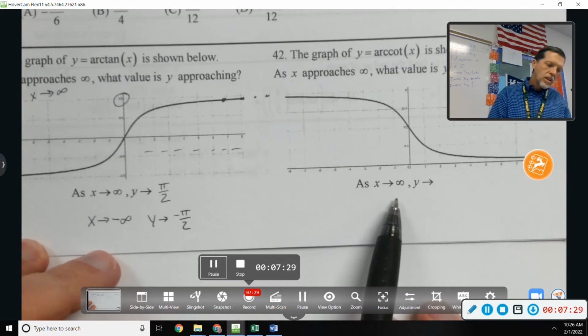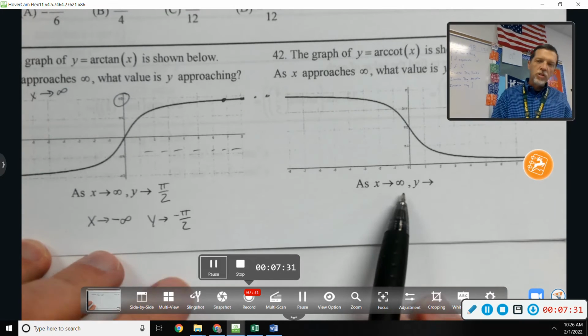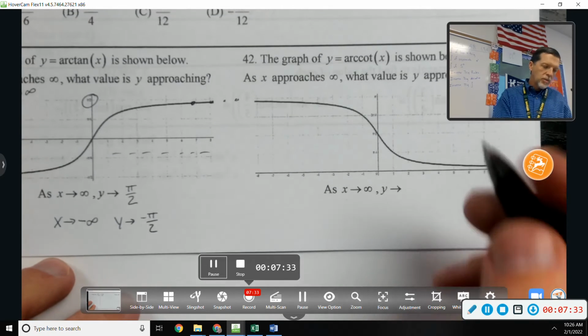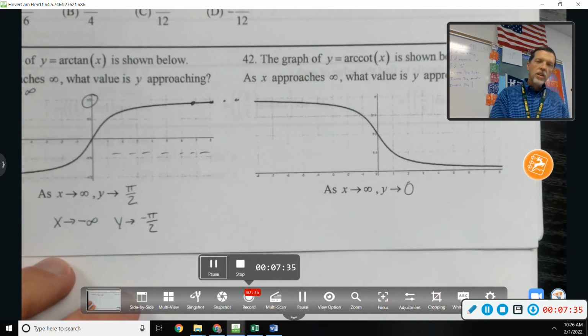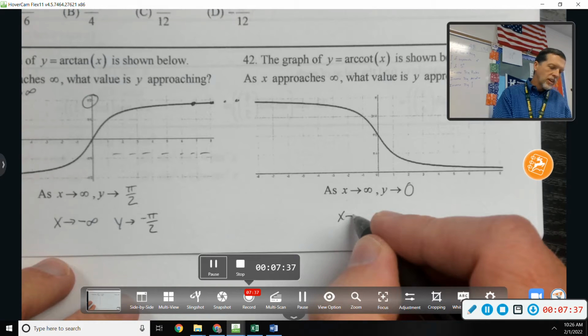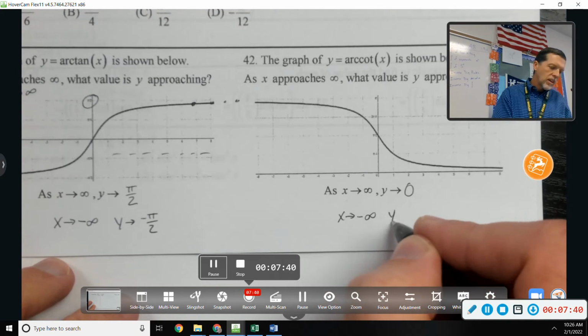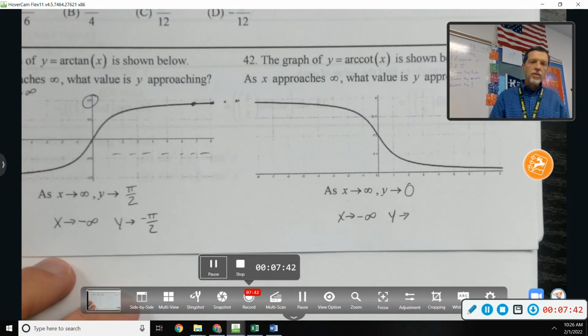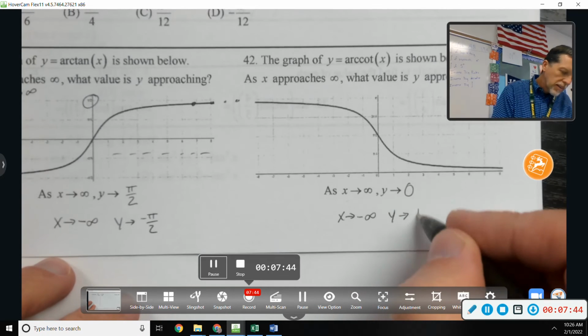42? Well, look at the picture. As x approaches infinity, y is approaching 0. If we ask it on the other end, as x approaches negative infinity, y is approaching pi.